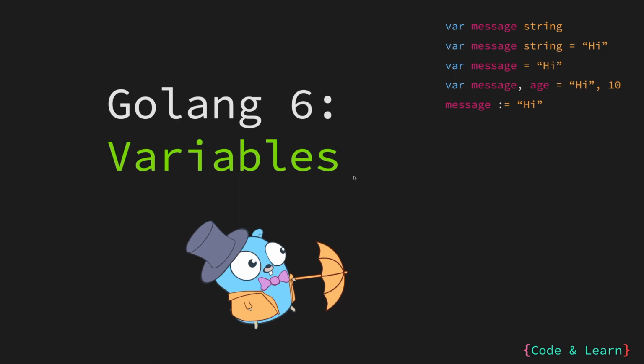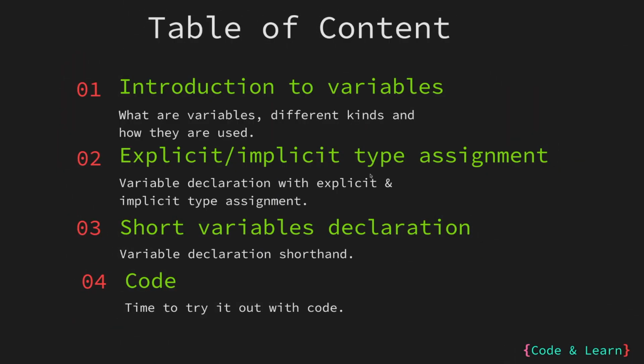Before we move on to covering composite data types in Go, I thought it makes sense to cover variables and constants. You're probably familiar with variables already, as we have used them in our code examples. This lesson is dedicated to variables and the next lesson will be dedicated to constants. In this lesson, we will start with the introduction to variables, their different kinds, and how they are used. Next, we will cover different types of type assignments for variables. Then we will move on to short variable declarations. And from there, last, we will look at some code to practice what we have covered in this lesson.